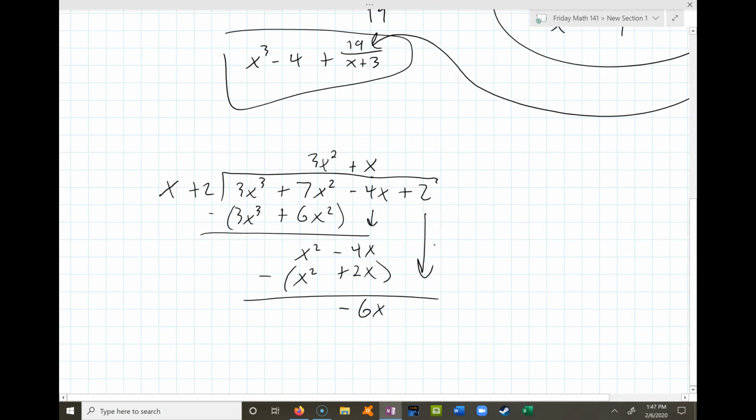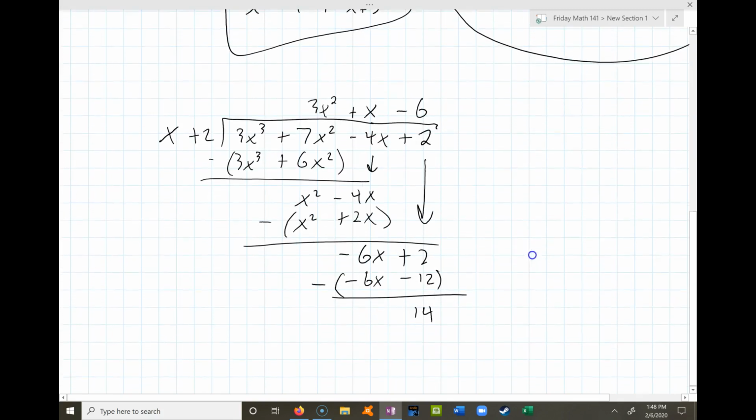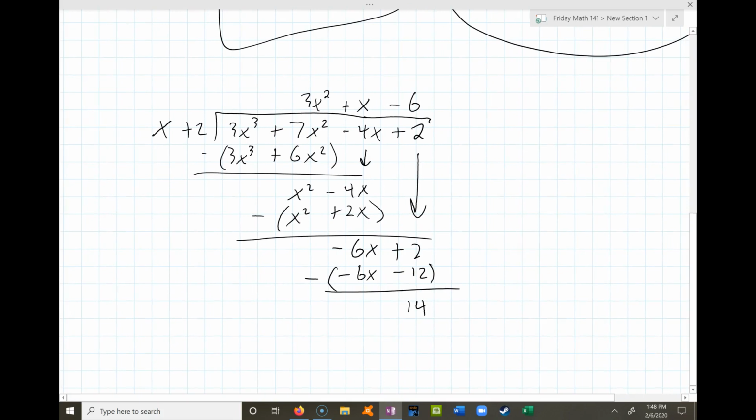Then I bring the, what on earth is that? What did I say that was? A 2? Bring the positive 2 down. Then I say what times x equals negative 6x? That'd have to be negative 6. Negative 6 times x is negative 6x. Negative 6 times 2 is negative 12. And then I subtract: 2 minus negative 12, which would be 14. Okay, so then my answer would be 3x squared plus x minus 6 plus 14 over x plus 2.